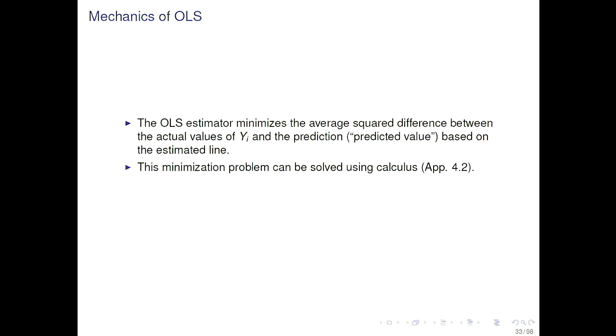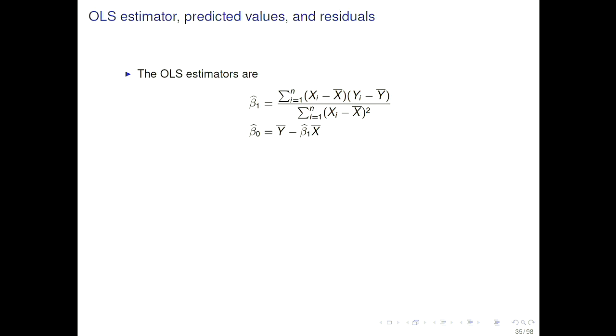So the minimization problem can be solved by using some calculus. We are not going to do that. If you are interested, then you can look at the textbook. And the resulting solution is called the OLS estimators of the intercept and the slope. And this is the formula for the OLS estimator. We find the slope estimator first, and the slope estimator looks like this. And once we have the slope estimator, then our OLS estimator for the intercept is defined in this way.